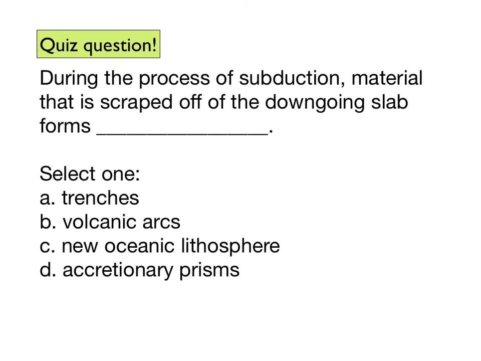I've included one little quiz question, which we'll touch on when we talk on Thursday. That question asks you to name the material that is scraped off of the downgoing slab during the process of subduction. Is it a trench, a volcanic arc, new oceanic lithosphere, or an accretionary prism? So if you want to pause here and think about that question, you can. We'll take a poll and discuss it on Thursday.